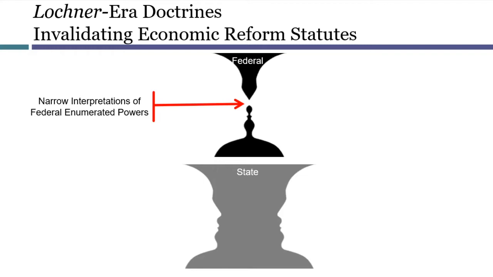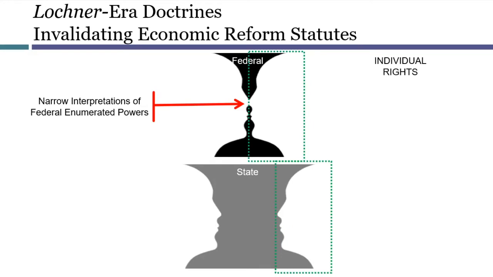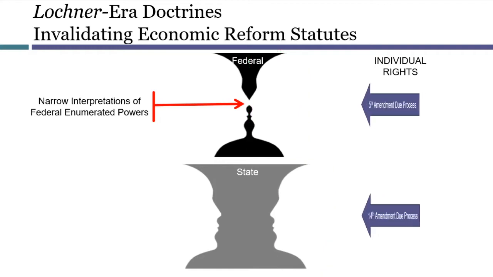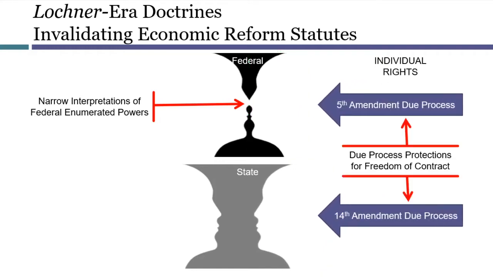authority. Of course, the absence of enumerated powers would not affect state-level lawmaking, because states may enact laws on any subject. But when states passed certain economic reform laws, the Supreme Court held that they violated a different principle, protection for individual rights, which are represented here by the vase. Specifically, the Supreme Court found that many of these laws, such as minimum wage laws, interfered with freedom of contract, which the court believed was a form of liberty that was protected by the Due Process Clause.